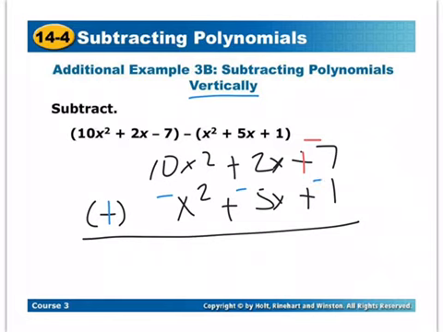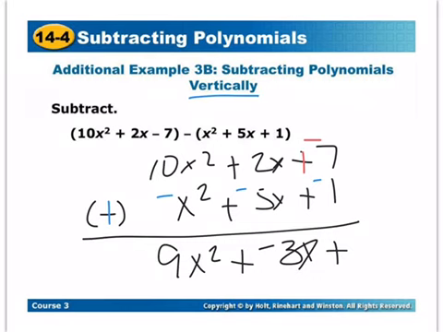Now we just add like terms. 10x squared plus a negative 1x squared is going to give me 9x squared. Plus 2x and negative 5x give me a negative 3x. Plus, the negative 7 and the negative 1 give me a negative 8. And that's how you solve polynomials dealing with subtraction.